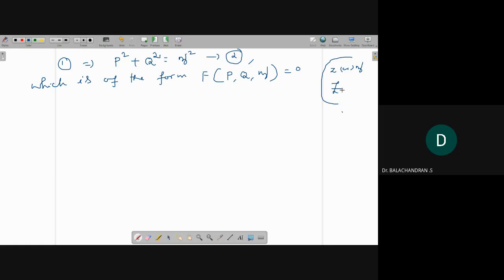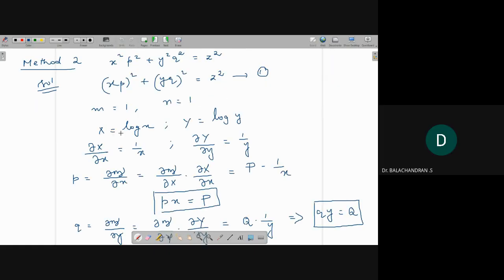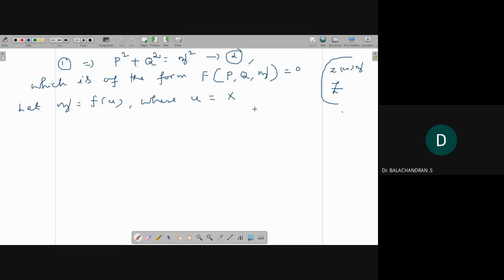I think yesterday we solved type number 3. If you have a note, please take it. What is the first step? Let z equal f of u, where u is equal to x plus ay, or ax plus y. There we use small x, small y, but here we use capital X, capital Y. So capital X plus a times capital Y.